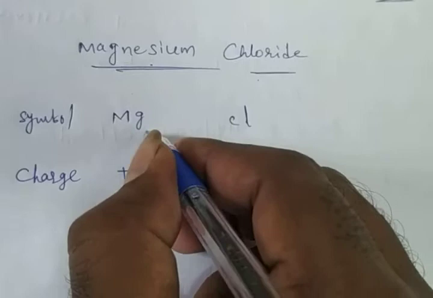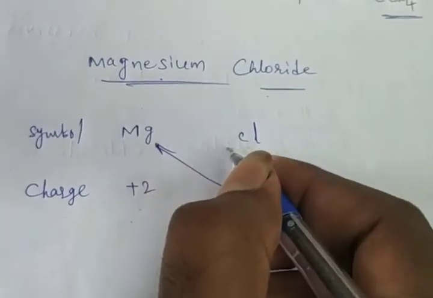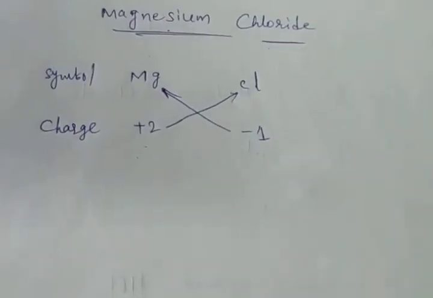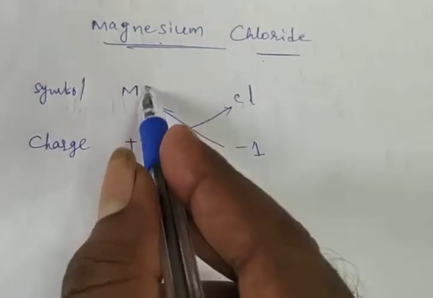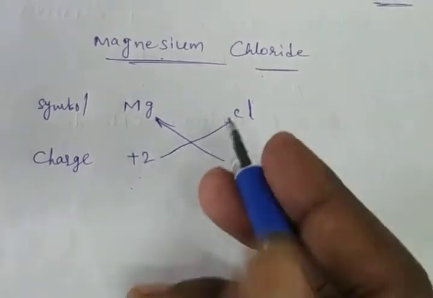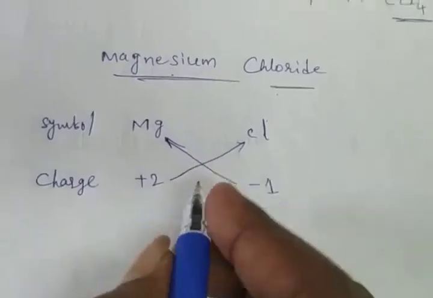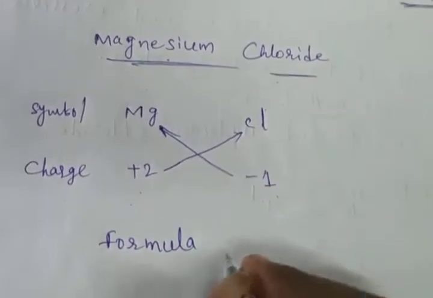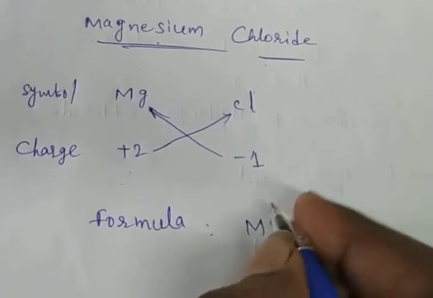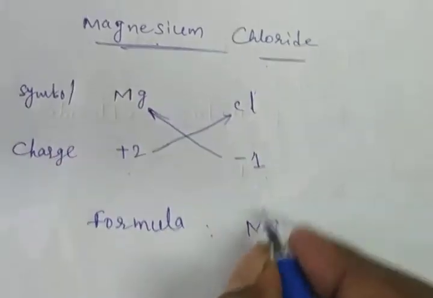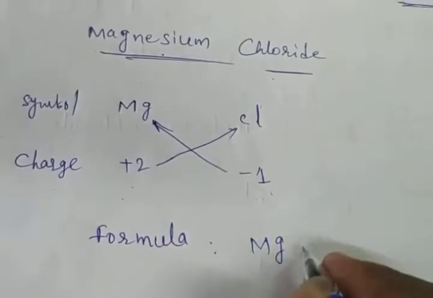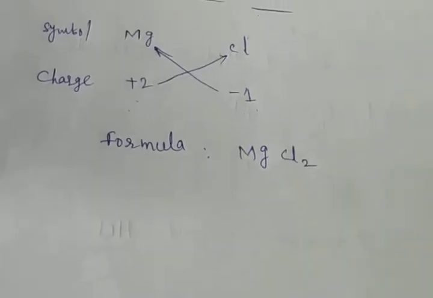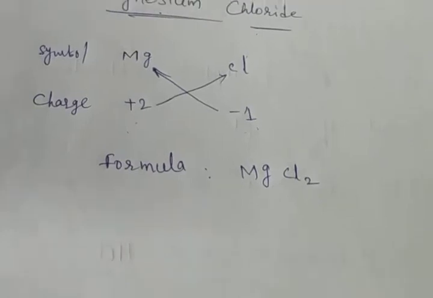Then what do we have to do? Crisscross. After the crisscross, what will happen? Mg only 1, chlorine 2. Then how do we write the formula of magnesium chloride? How many Mg? Only 1. What about the chloride ions? Chloride ions 2. MgCl2. This is the formula of magnesium chloride.